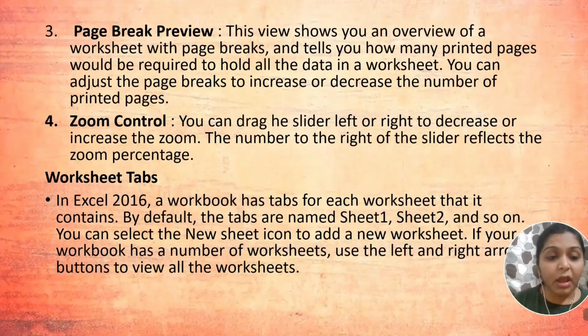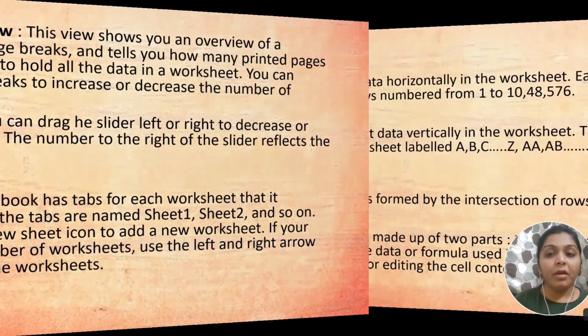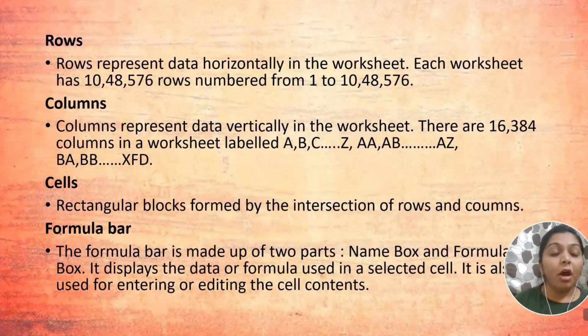Worksheet tabs. In Excel 2016, a workbook has tabs for each worksheet that it contains. By default, the tabs are named as Sheet 1, Sheet 2 and so on. I have shown you in part 1 of the video lesson. You can select the new sheet icon to add a new worksheet. If your workbook has a number of worksheets, use the right arrow buttons to view all the worksheets. I will show you this as well.